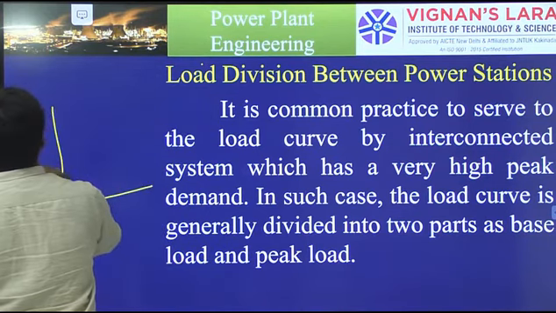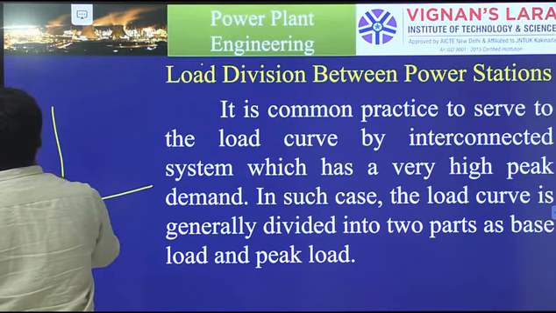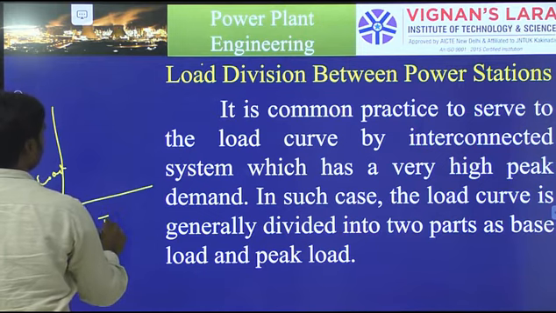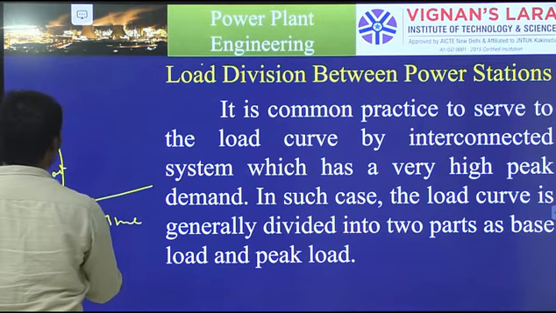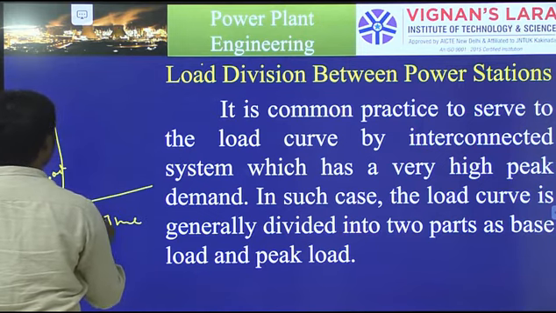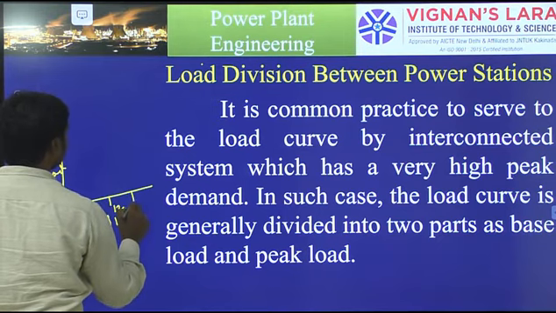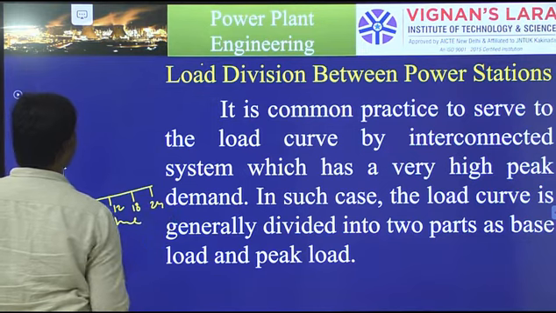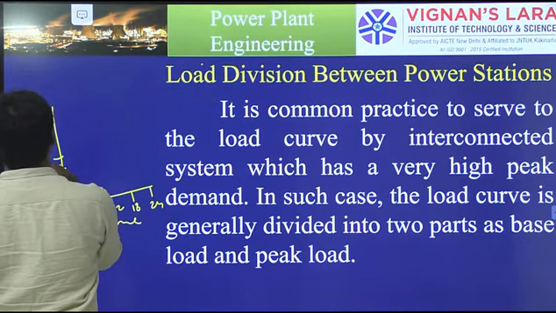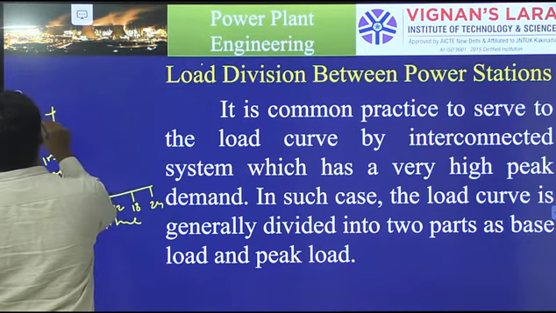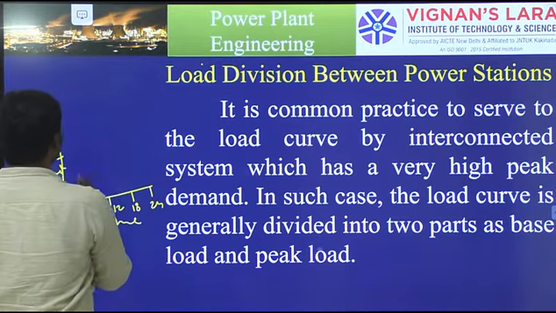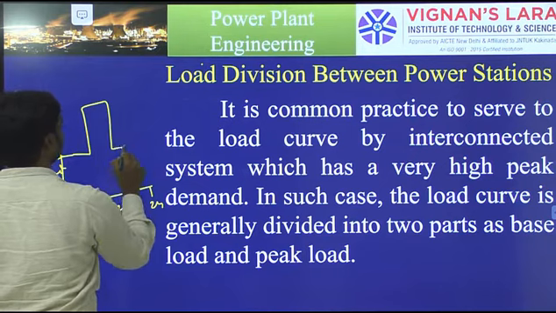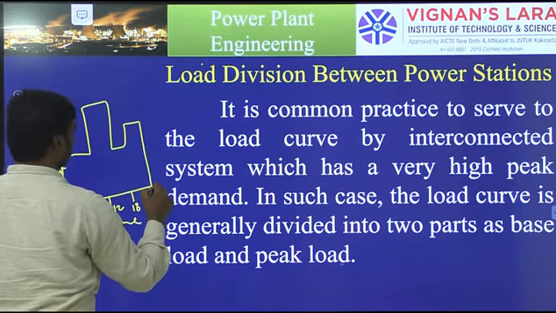So in a load curve, we have load on the y-axis and time on the x-axis. Here 0, 6, 12, 18 and 24 hours timing, and here 1 megawatt and 2 megawatts of power. So here we know that the curve goes like this, and like this.